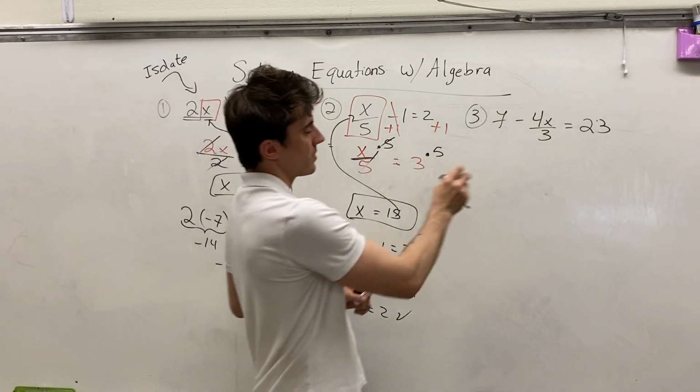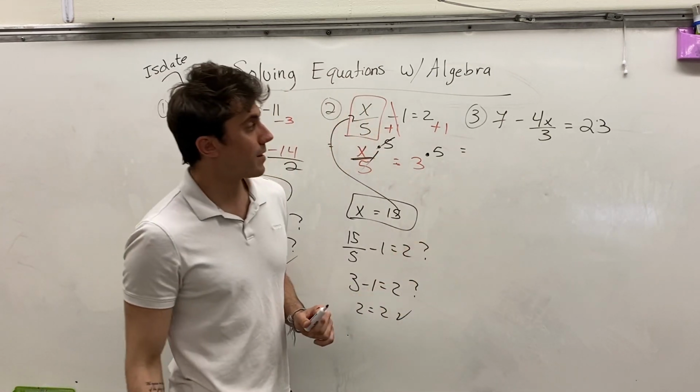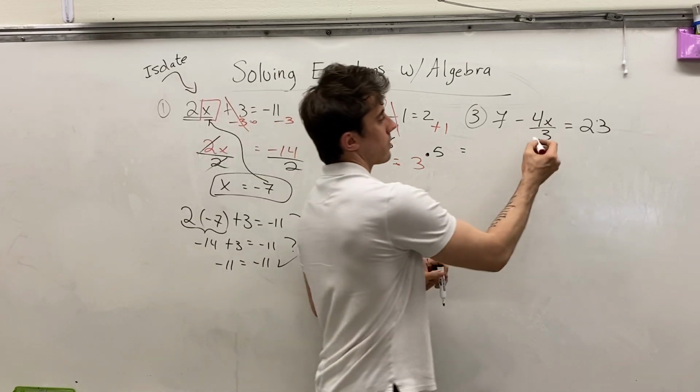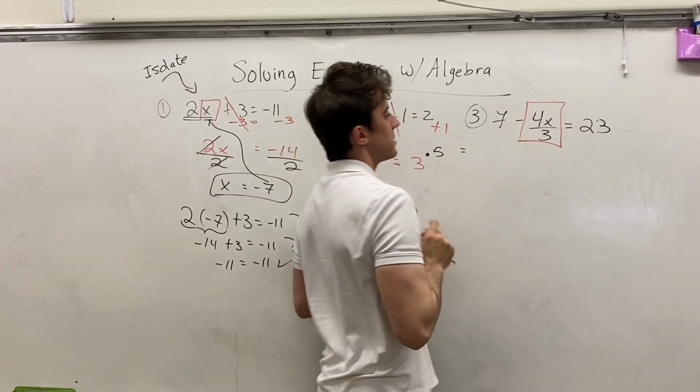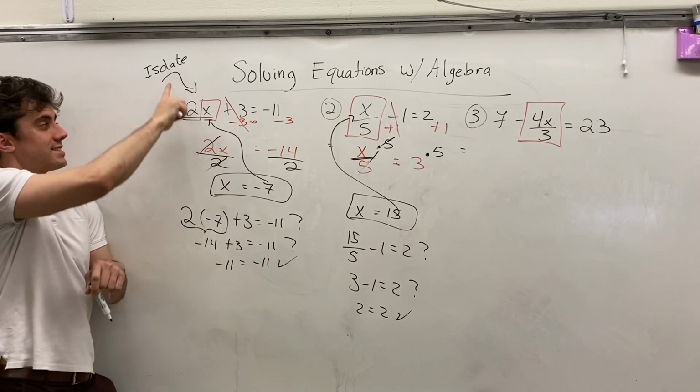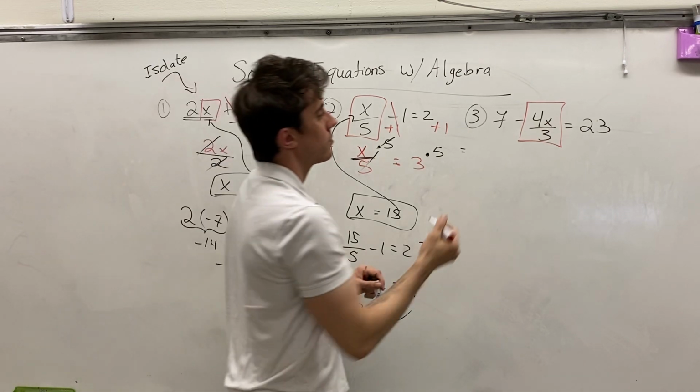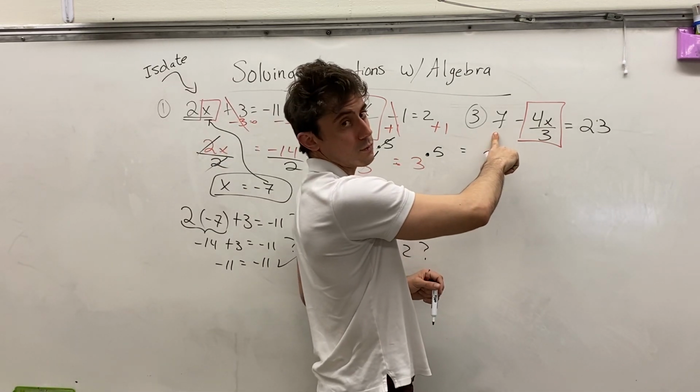And lastly, something a tiny bit trickier, we have 7 minus 4x over 3. Now, our term with our variable is 4x over 3, and we want to isolate the term with our variable. And so let's get rid of the other term. There's only one other term here.